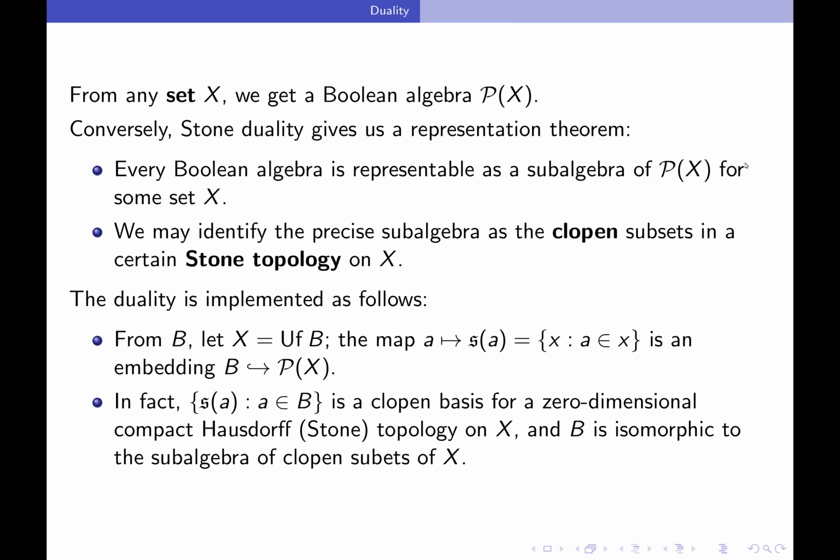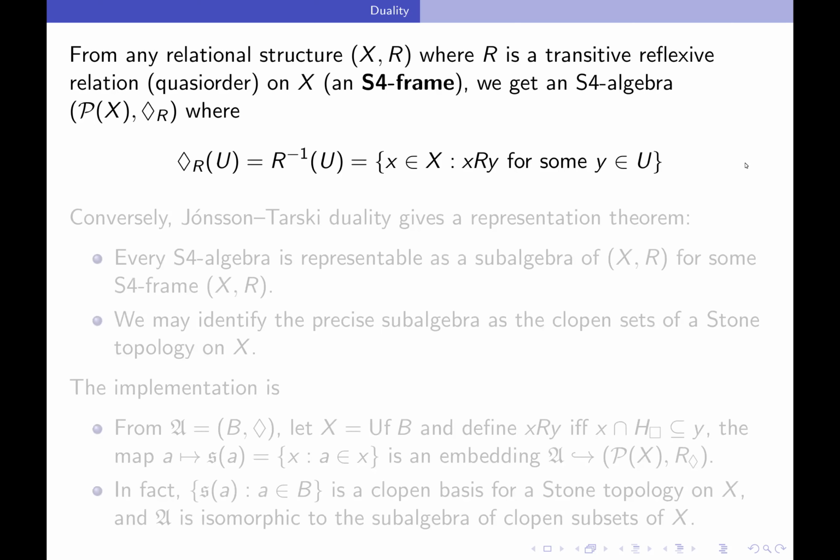So I want to now contrast this. I've told you how Boolean algebras can arise. Let me tell you how S4 algebras can arise. The situation is mostly the same, except instead of starting with a set, I'm going to start with a relational structure, say X comma R. We'll say R is a transitive reflexive relation.